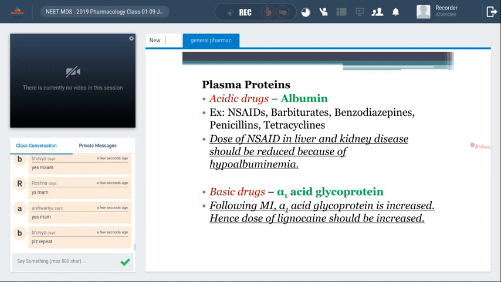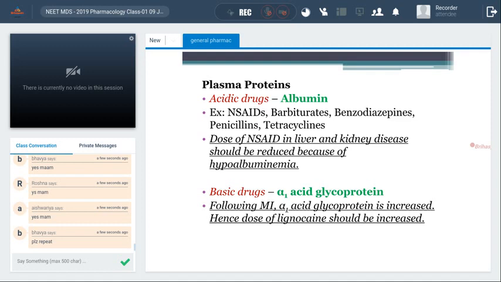See, if there is liver disease, there will be hypoalbuminemia because the liver is the one which secretes albumin. Now, if I give a drug which is supposed to bind to albumin, that drug is not binding because albumin is less. More of it will be in the free form instead of the bound form. More free form, more toxicity. So to reduce the toxicity, you have to reduce the dose. So if there is a patient with liver disease, reduce the dose of acidic drugs.